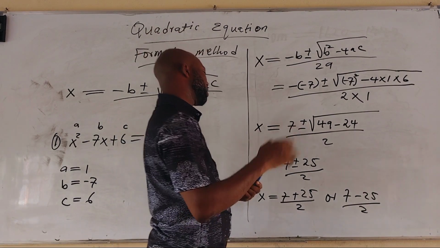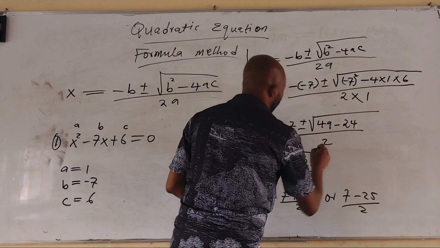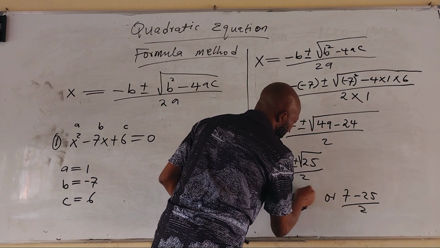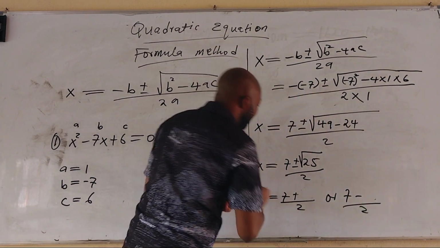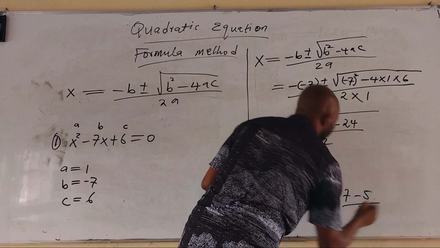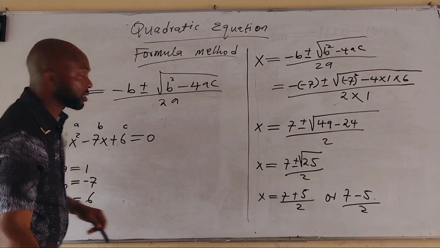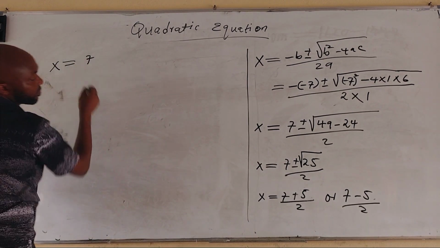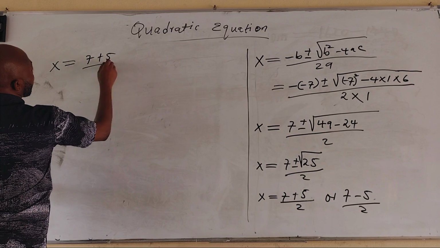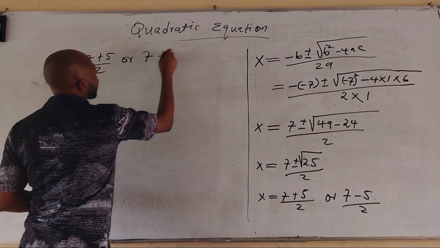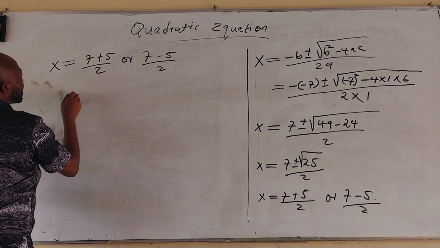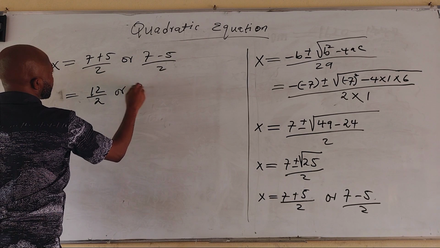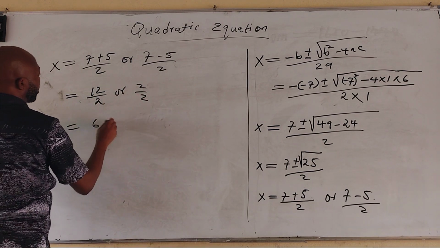Okay, oh, sorry. This is the root of 25. I have not removed it. So if that is true, the root of 25 is 5. Let's come back this way, please. Okay, now I have my x is equals to 7 plus 5 over 2 or 7 minus 5 over 2. And this is 12 over 2 or 2 over 2. And this is 6 or 1.